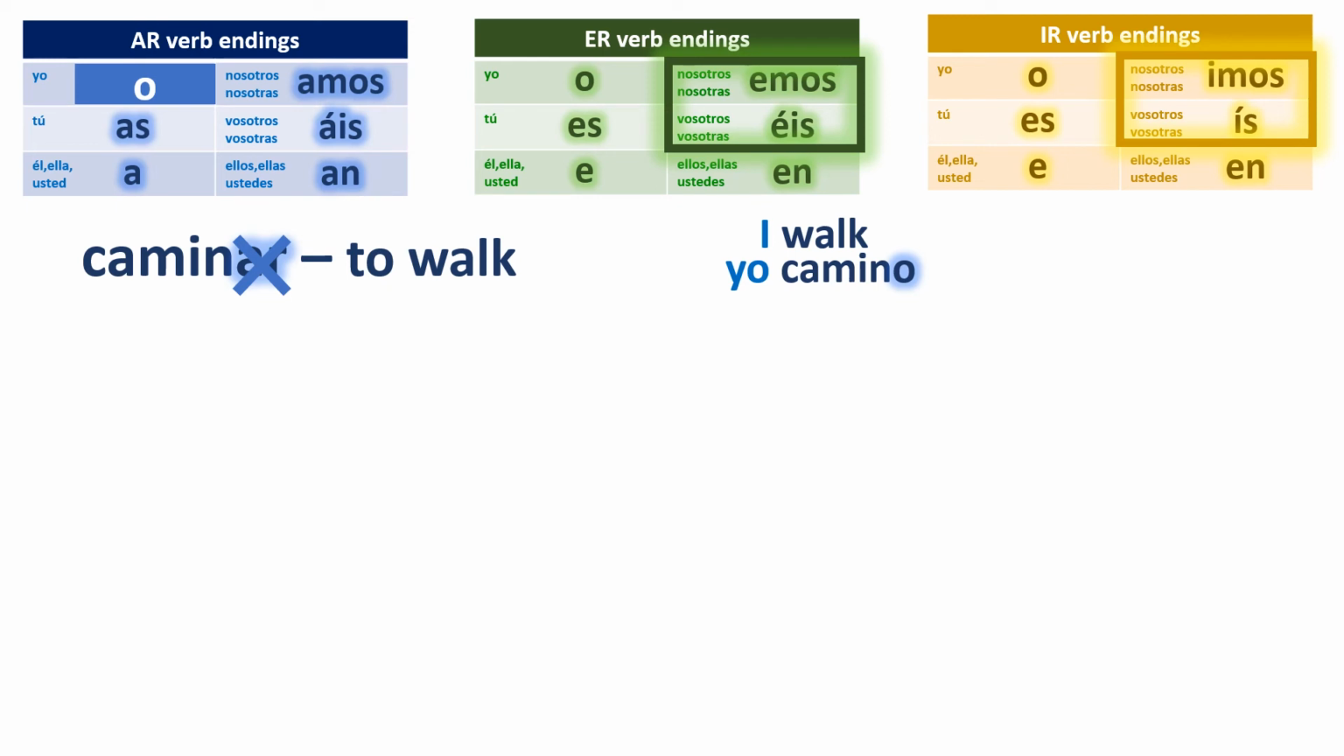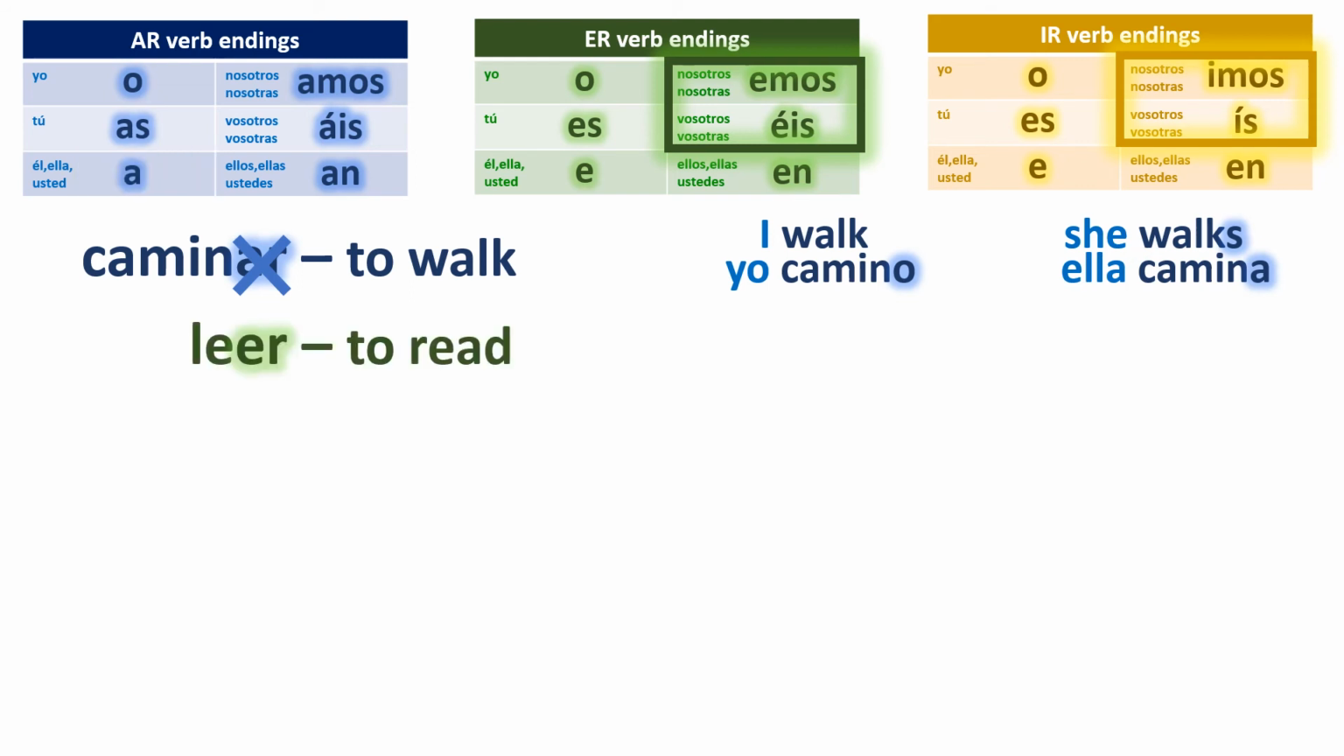How do you say she walks? Remember that she in Spanish is ella. What is the ella ending for present tense AR verbs? A. And the stem is still camin. Ella camina.